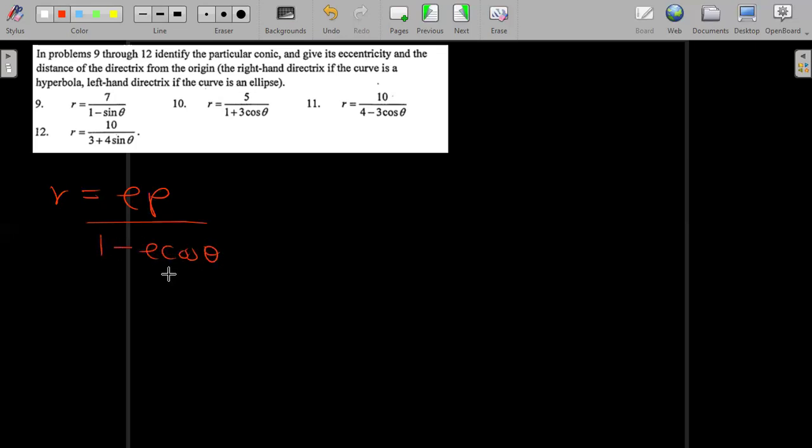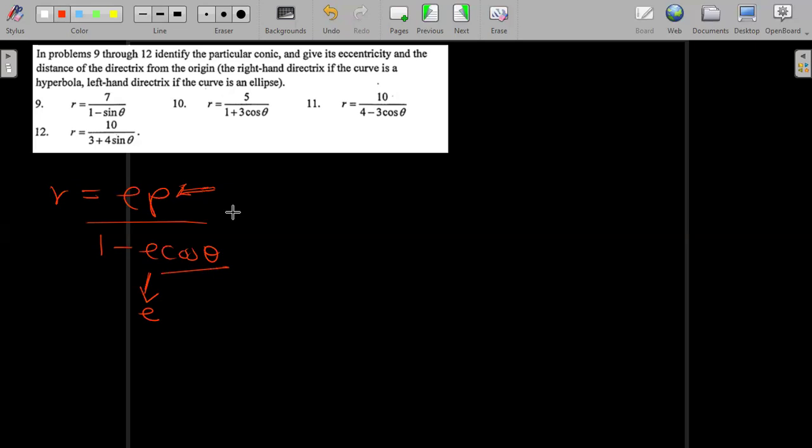So this is the angle. This is just an angle we're dealing with. Then the E you see here is your eccentricity. The E is the eccentricity. Then this P here is the distance from the origin to the directrix. That is gonna be your P there.